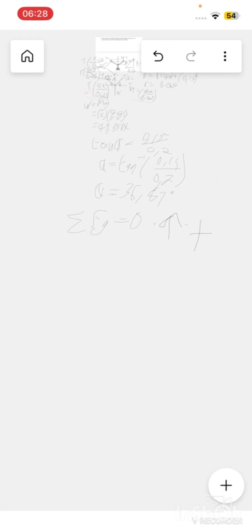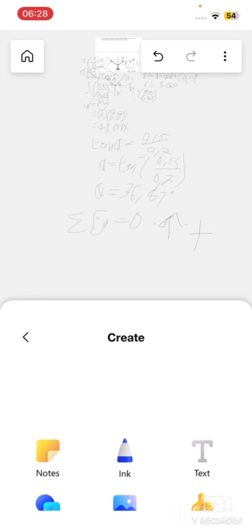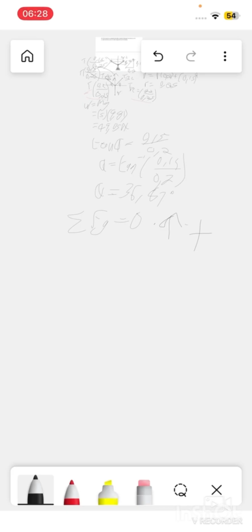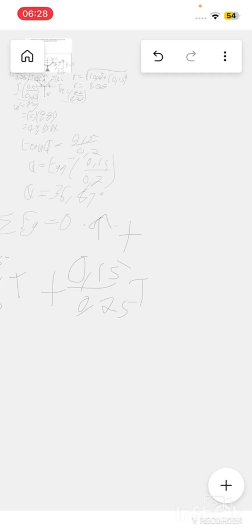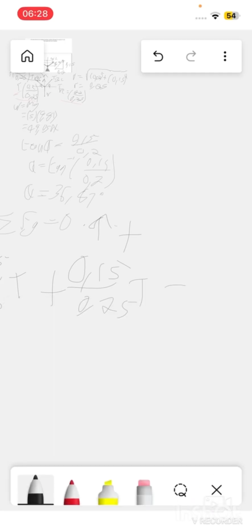Let's look at our diagram. We have 2 T that are going up. Means we're gonna have 0.15 over 0.25 T plus 0.15 over 0.25 T. We're gonna minus it by W.